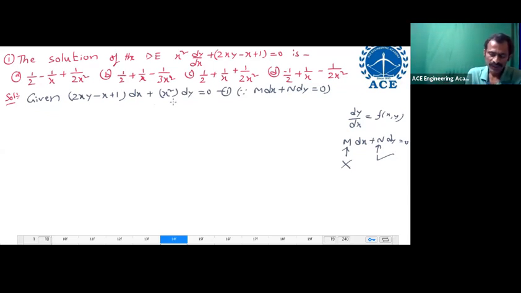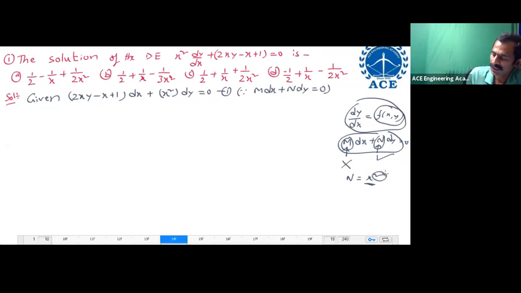According to the second method, the condition is: if the equation is like this, this function should be a homogeneous function with degree 0. Or if the equation is like this, the two functions M and N should be homogeneous functions of the same degree. We check whether these two are same degree homogeneous or not. N equal to x square. A single term is always homogeneous. It is a function of degree 2.